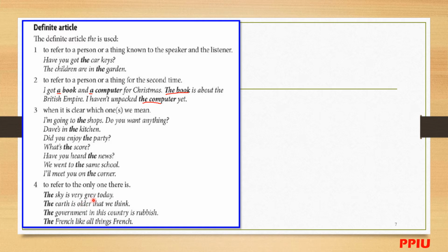Like, the sky is very gray today. The earth is older than we think. The government in this country is rubbish. The French like all things French, right? So all of these things refer to the only one there is, alright? The sky, the earth, the sun, the moon, the government, the French. So we should know exactly for this one.